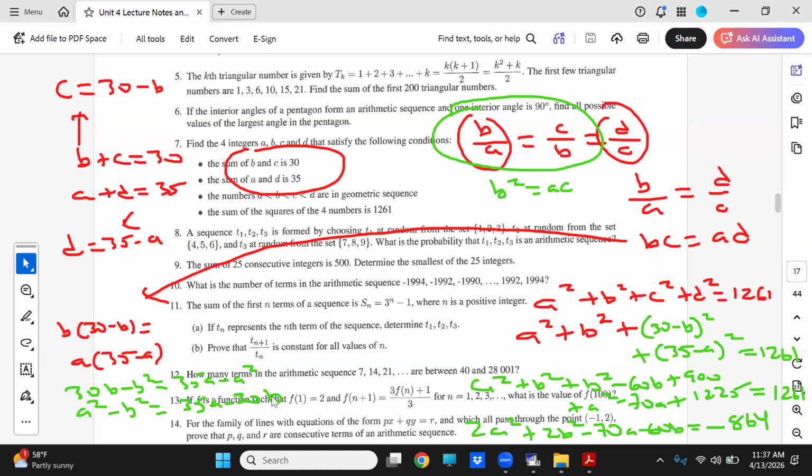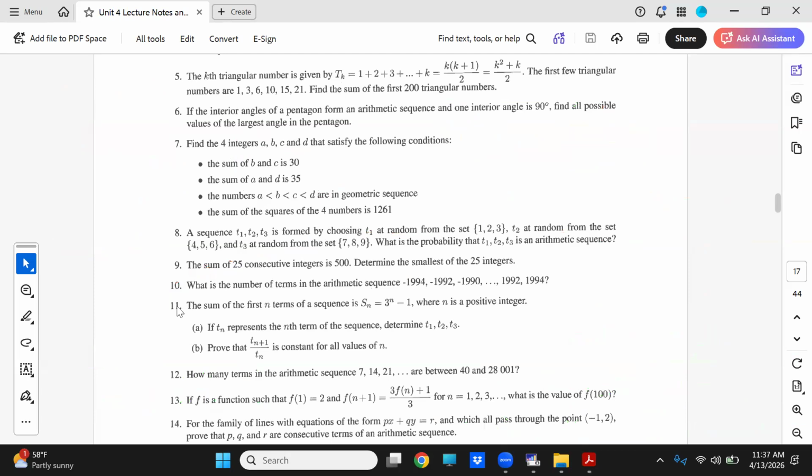Okay, what's another question I want to ask? 6, all right. Yeah, that's a good one too. Okay. Let me write it on the board. Okay, so the interior angles of a pentagon form an arithmetic sequence. When the interior angle is 90, find all possible values of the largest angle in the pentagon.